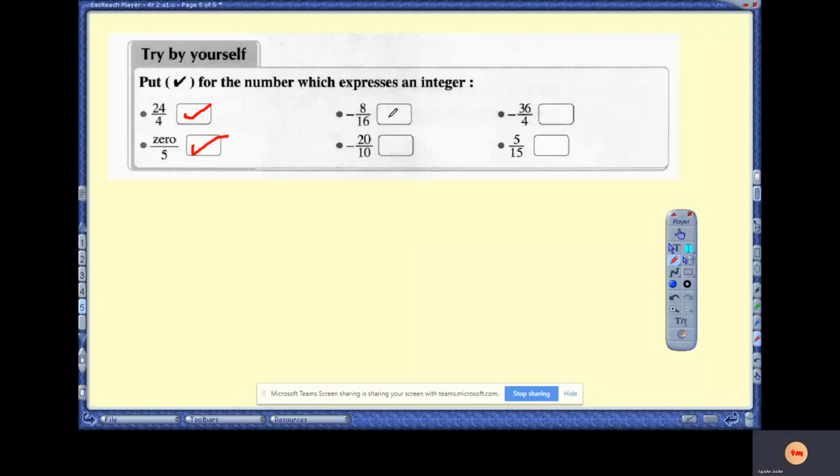-8 over 16, not divisible by 16, so it will not be integer. -20 over 10, it will be -2, it's integer. -36 over 4, it will be -9, it's integer also. And 5 over 15, 5 not divisible by 15, it's not integer.